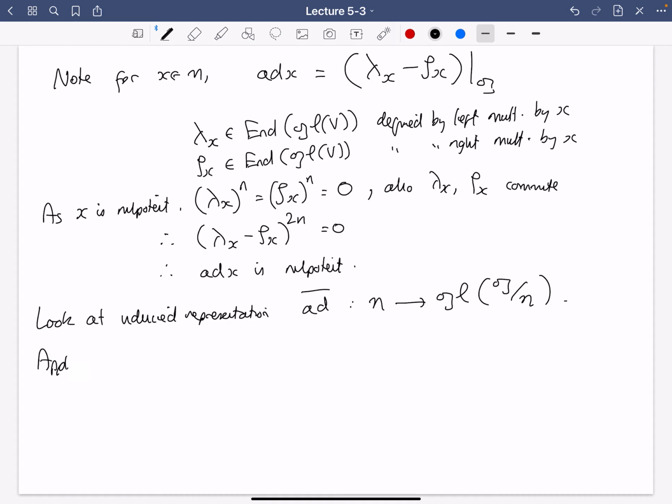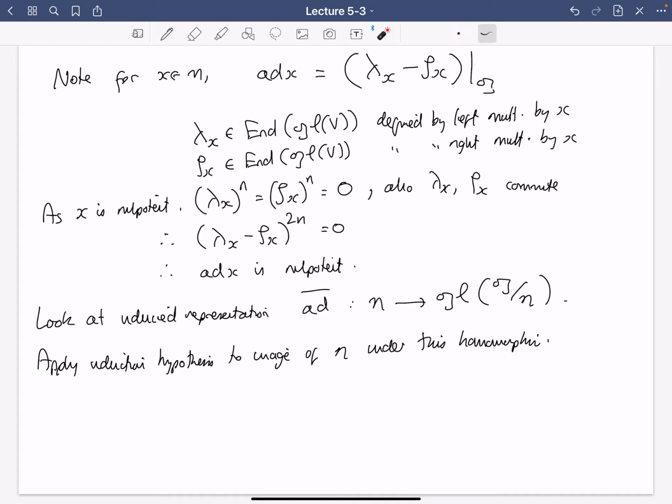And now you apply the induction hypothesis to the image of n under this homomorphism. So the dimension of n, hence certainly the dimension of the image of n, is smaller than the dimension of G. So we're smaller dimension, we can use induction. And we just checked that for every x in n, ad x, so certainly ad bar x, is a nilpotent endomorphism. So we're in the right situation to apply the induction hypothesis.